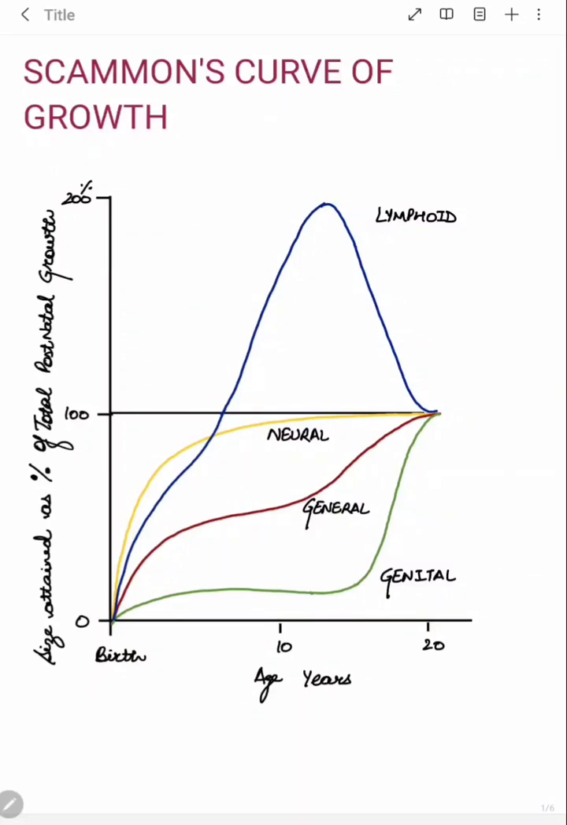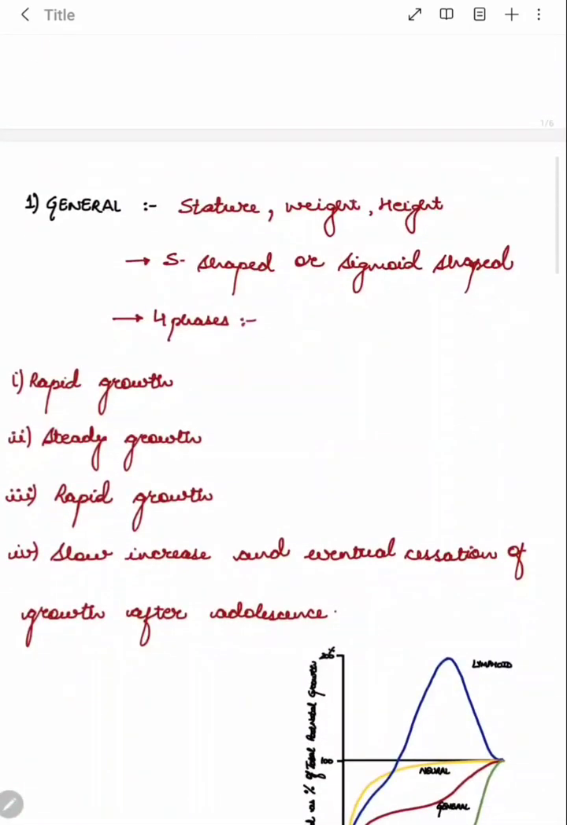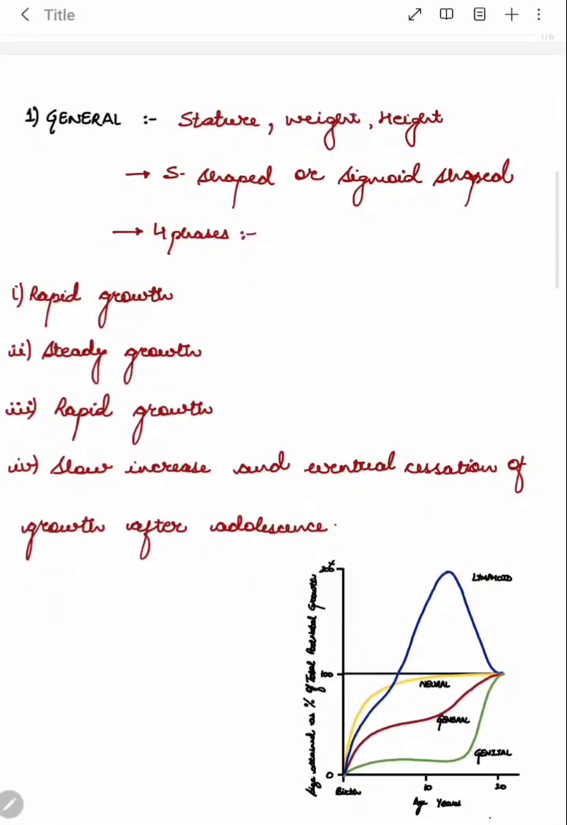So the first curve that we are discussing is the general one, number one, which is an S shaped or sigmoid shaped curve. It has four phases, and general means we are talking about the growth of the whole body, including stature of the individual, the weight and height of the person.